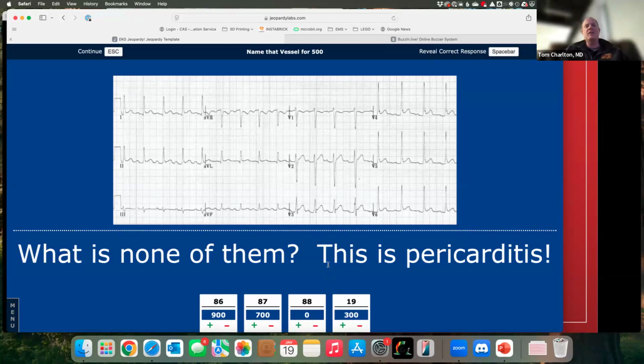So this is actually pericarditis. If you look, there's ST elevation throughout. There's ST elevation in basically all of the leads, and that is indicative of this being pericarditis. So, all right, we'll not give them points, but I would have.